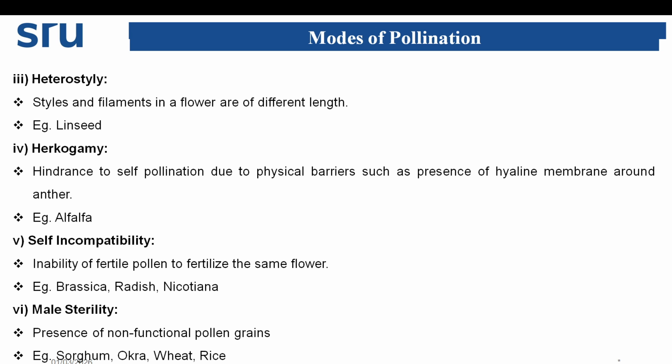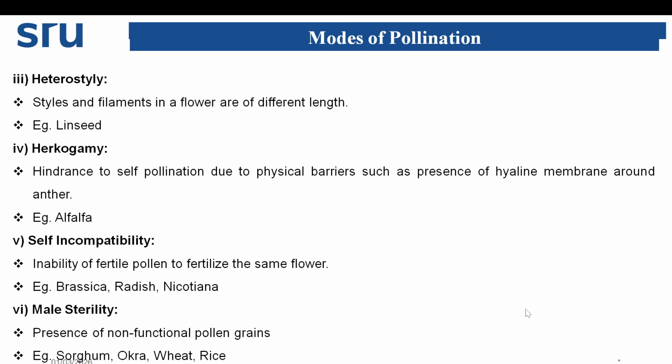Then the third mechanism is heterostyly. As the name itself indicates, the lengths of style and filaments are different. Right, so it will control self-pollination, and it will automatically promote cross-pollination. An example is linseed. The fourth mechanism is herkogamy. What is herkogamy? It is the hindrance to self-pollination due to physical barriers, such as the presence of a hyaline membrane around the anther. For example, alfalfa.